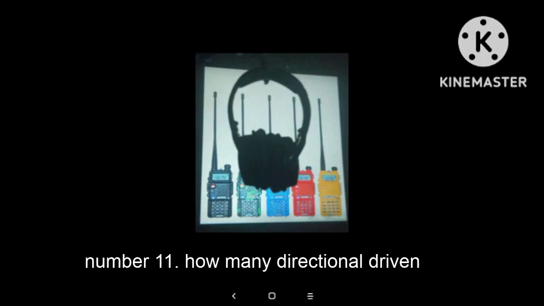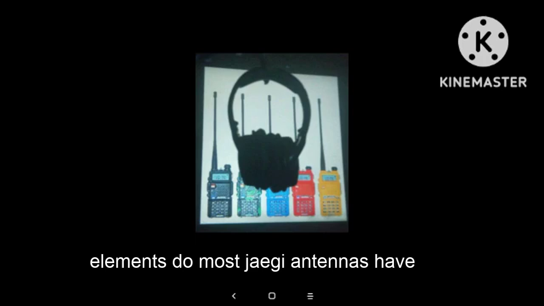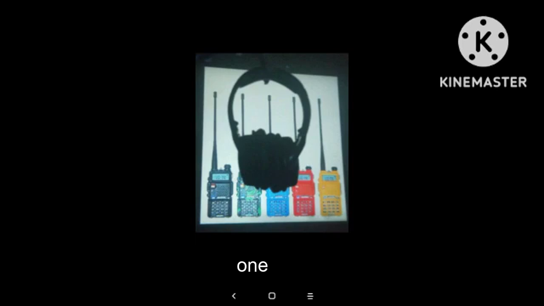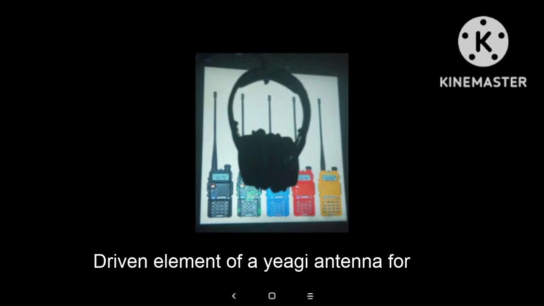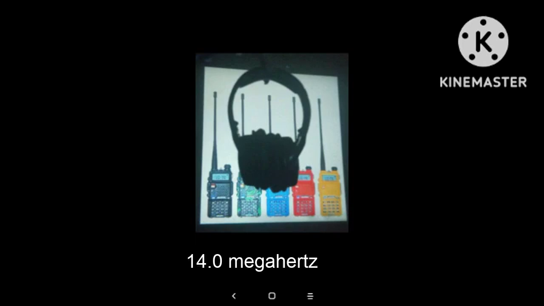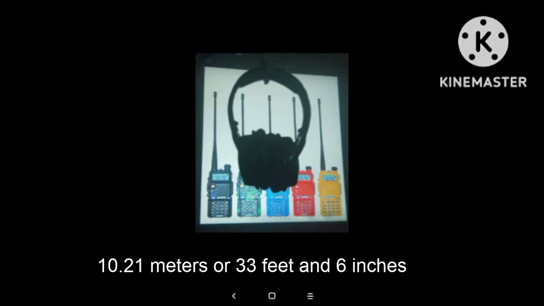Number 11. How many directional driven elements do most Yagi antennas have? 1. Number 12. Approximately how long is the driven element of a Yagi antenna for 14.0 megahertz? 10.21 meters or 33 feet and 6 inches.